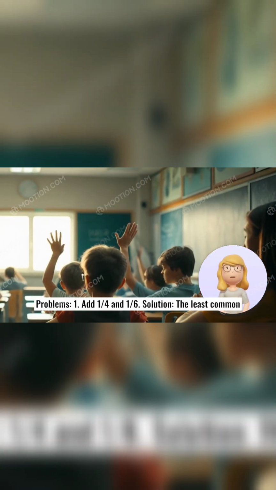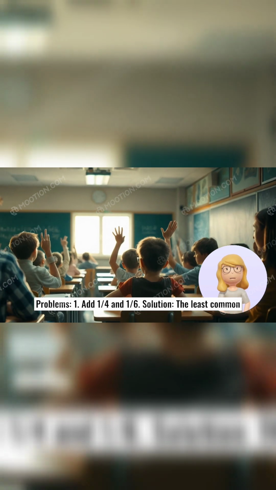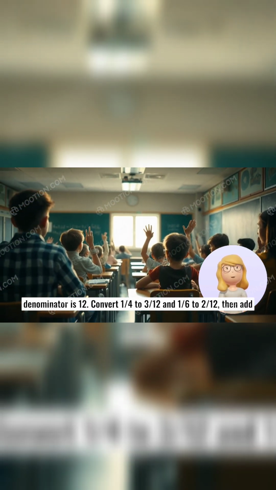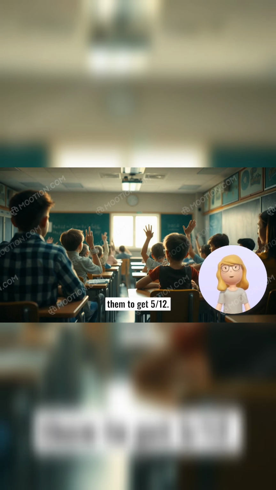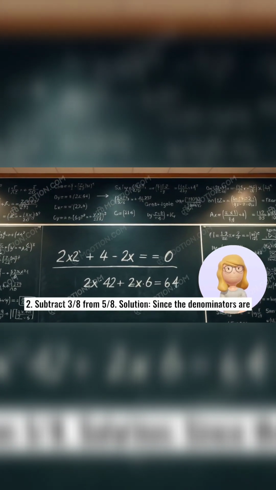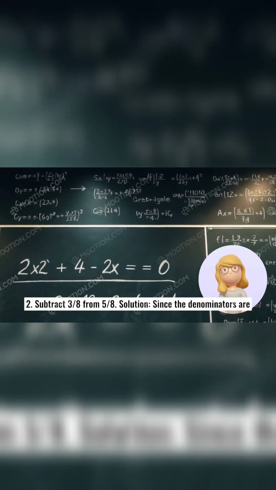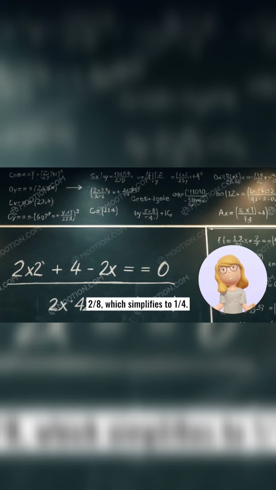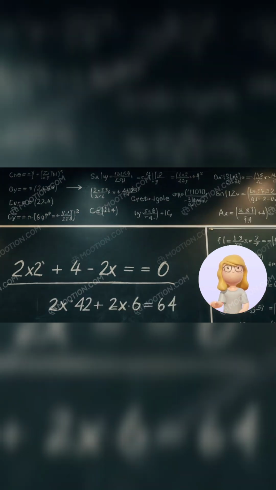Problems. 1. Add 1/4 and 1/6. Solution. The least common denominator is 12. Convert 1/4 to 3/12 and 1/6 to 2/12, then add them to get 5/12. 2. Subtract 3/8 from 5/8. Solution. Since the denominators are the same, subtract the numerators. 5 minus 3 is equal to 2, so the answer is 2/8, which simplifies to 1/4.